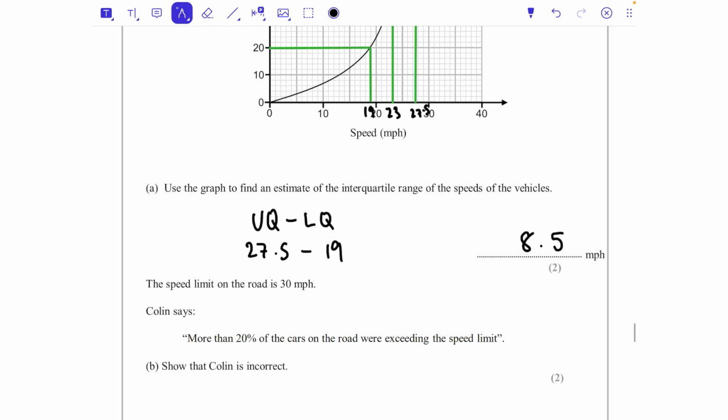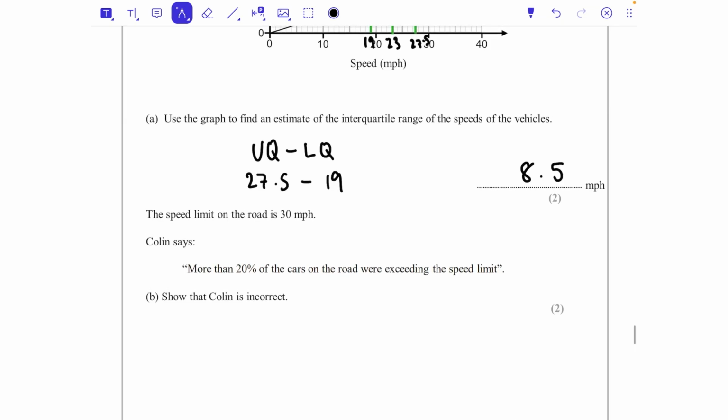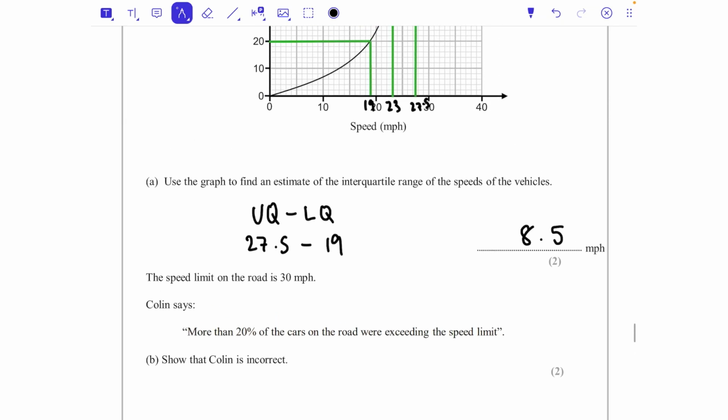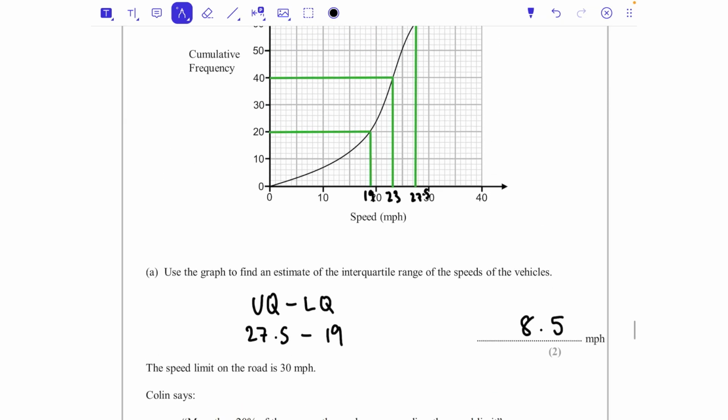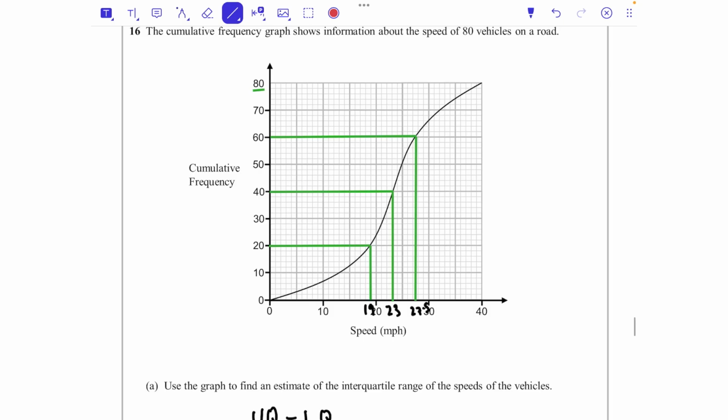The speed limit on the road is 30 miles an hour. Colin says more than 20% of the cars on the road were exceeding the speed limit. Show that Colin is incorrect. So let's get a different colour line and let's see how many cars were going faster than 30 miles an hour. So 30 miles an hour is here. If we go up to our graph, we hit that value and we go across, we can see that that lines up with 66.